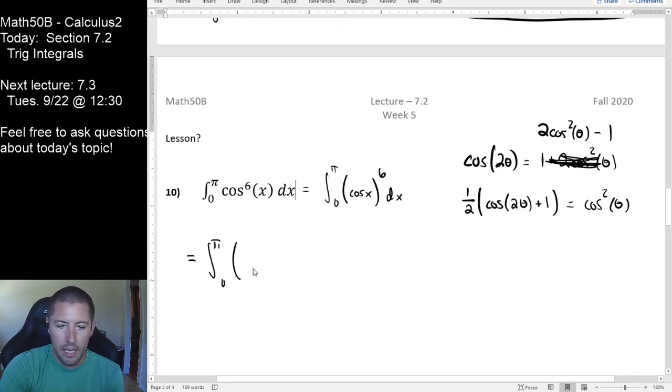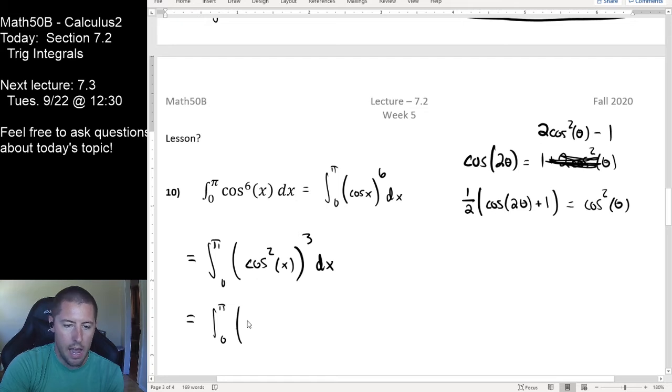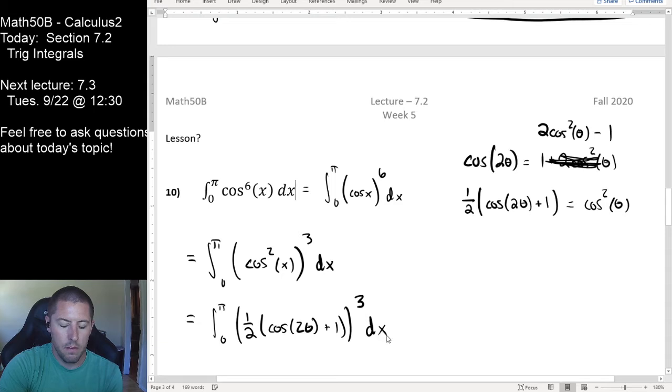And so I'm really thinking of this as cosine squared of x cubed dx. And that's going to allow me to rewrite this now as the integral from 0 to pi of, inside of this big old parenthesis right here, I have 1/2 cosine of 2 theta plus 1. And that's what's all getting cubed.